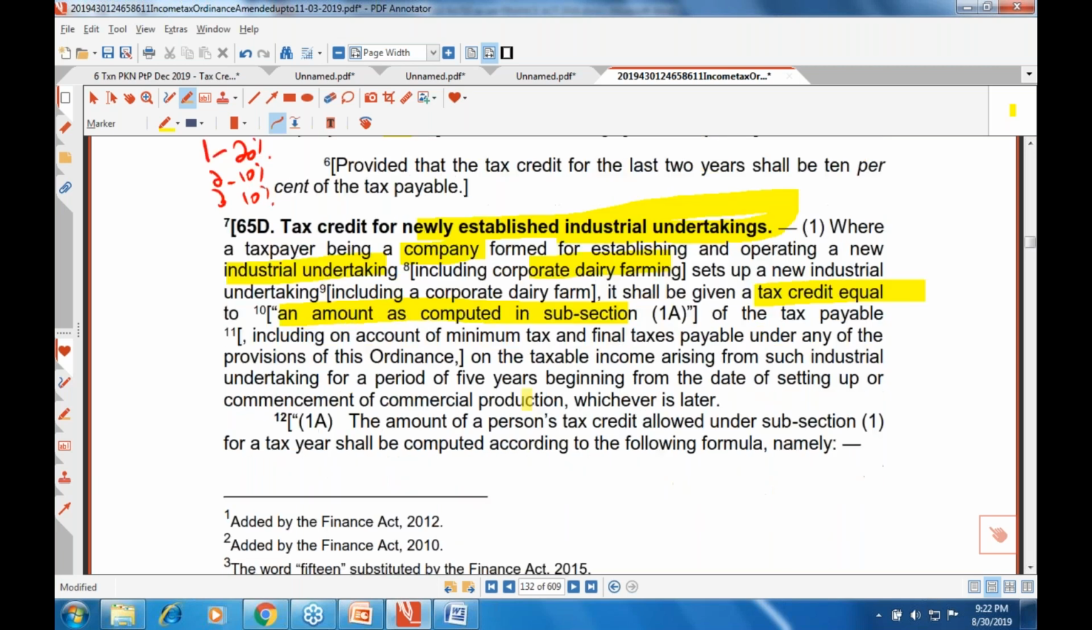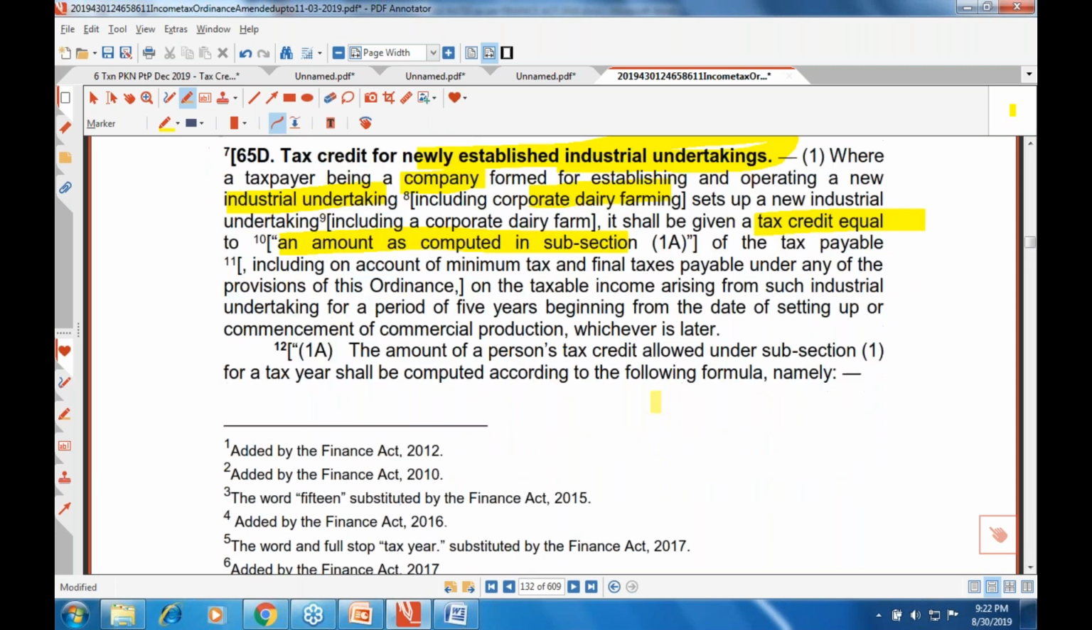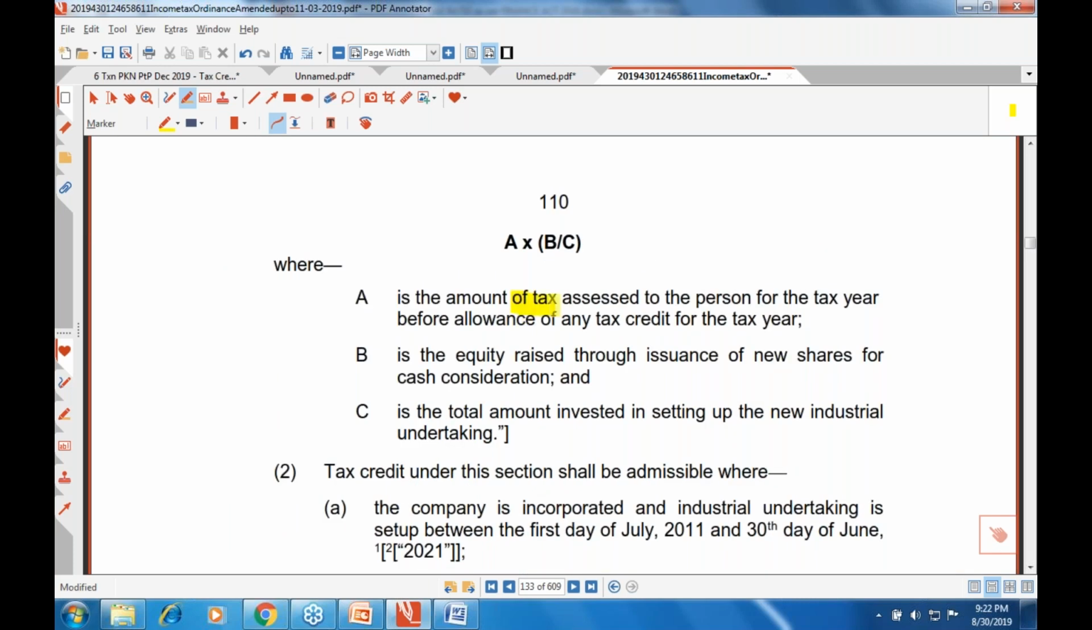Now, what is the amount? The amount of the person's credit shall be computed using this formula. A is the amount of tax assessed, B is the equity raised through issuance of new shares, and C is the total amount invested in setting up the industrial undertaking. So basically your tax liability divided by equity multiplied by investment.